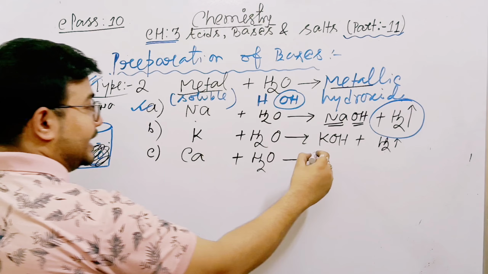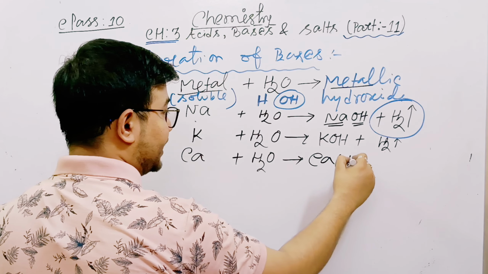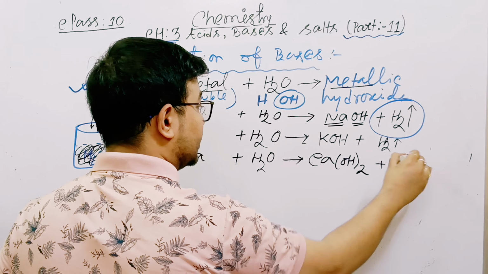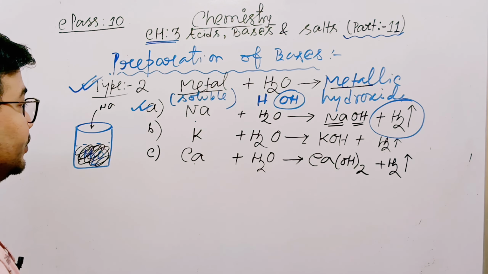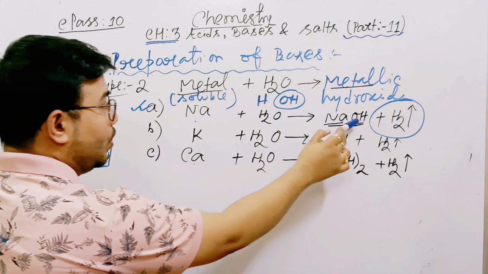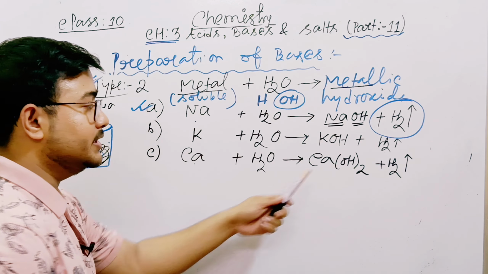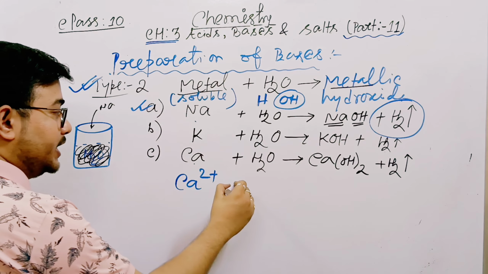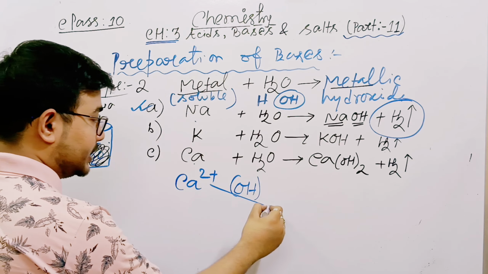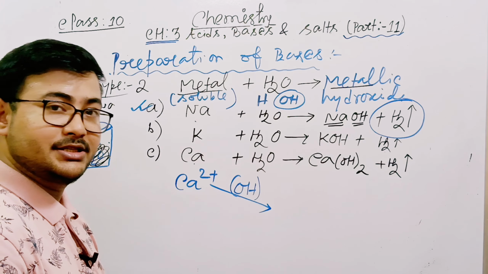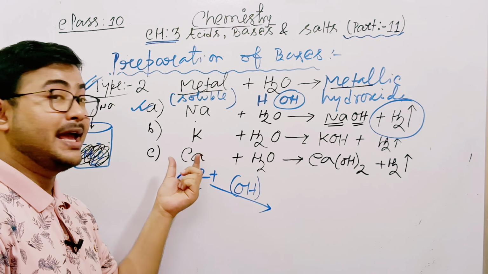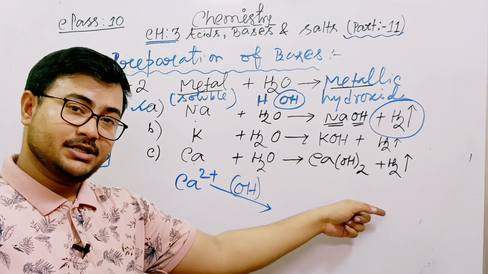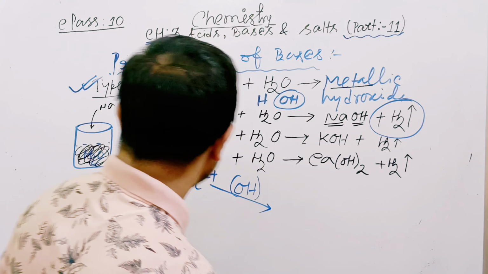So what is your answer here? Calcium, so calcium hydroxide, and hydrogen gas will be liberated. Do you understand? Can you tell me, in the previous case NaOH, KOH, but here why is OH taken twice? Because calcium is 2 plus, when it reacts with OH, by the crisscross method 2 comes here, so Ca(OH) twice. If you take aluminium 3 plus, then Al(OH) thrice. Do you understand? So this is the second type.